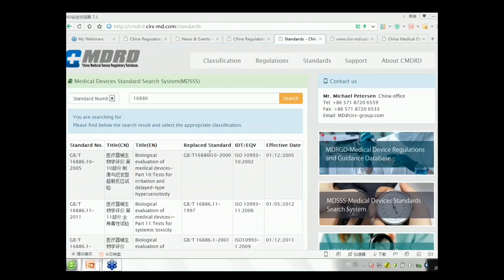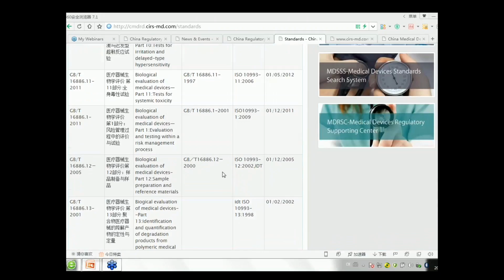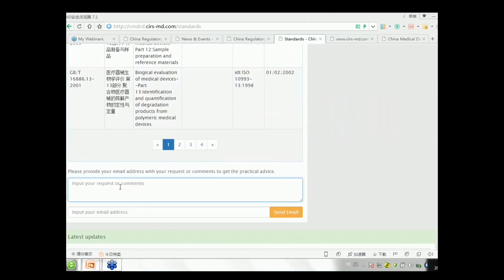And if you would like to have some of them, you have to input your request and comments here, such as which part you need or that you need all parts. Just input this information to indicate what you want, then input your email, then send it to us. We'll receive your request and do as much as possible for you.